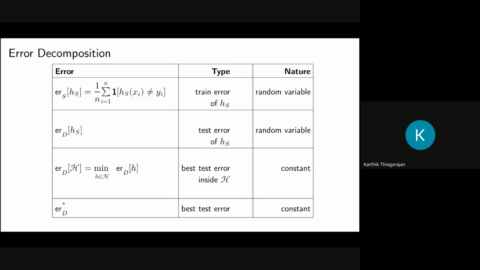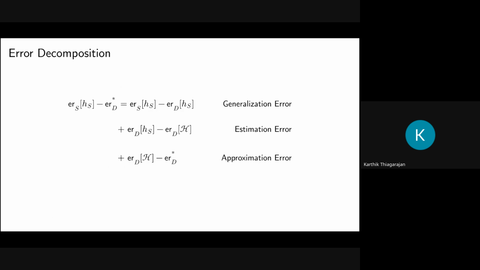But this is fixed. So what is this? This is the best possible hypothesis or best possible classifier from the hypothesis class you have chosen. So this is fixed. This is also fixed. This is the best possible classifier overall, where there is no restriction on H. You can think of this as an unconstrained setup, and this is a constrained setup. So these are the four errors, and their combinations will give us the three types of errors.